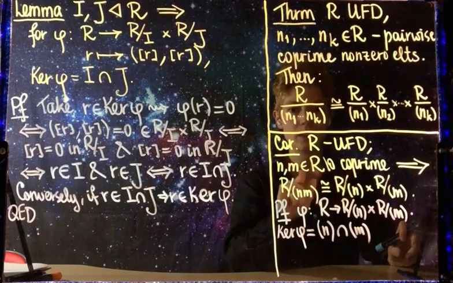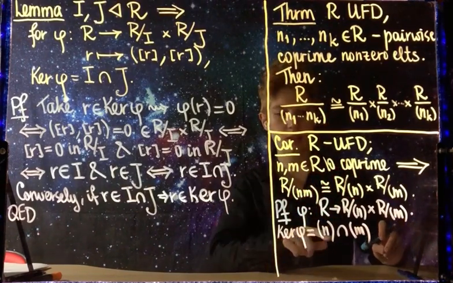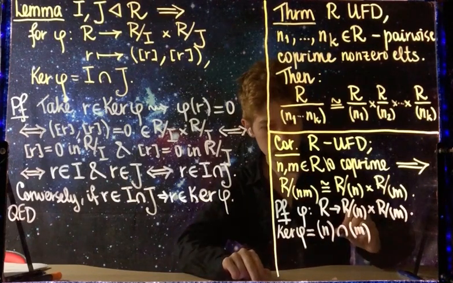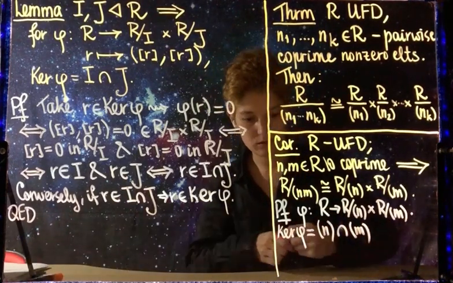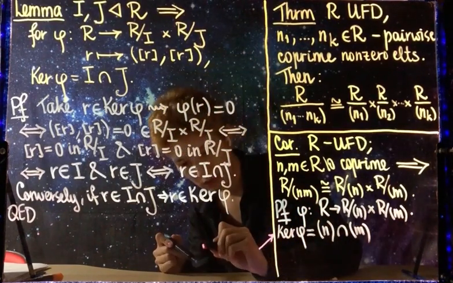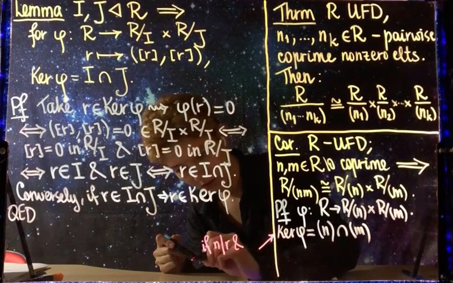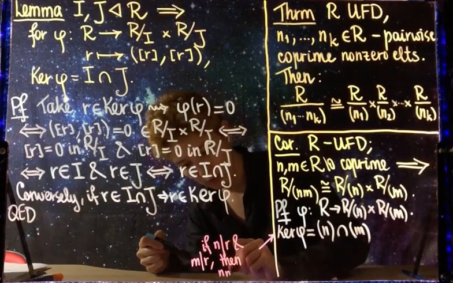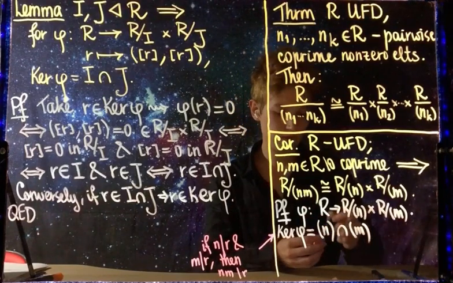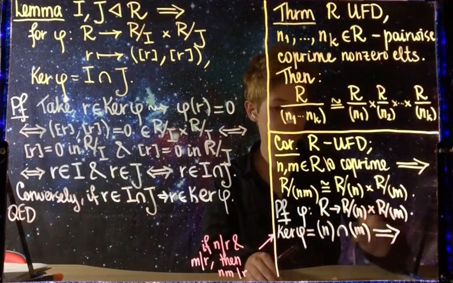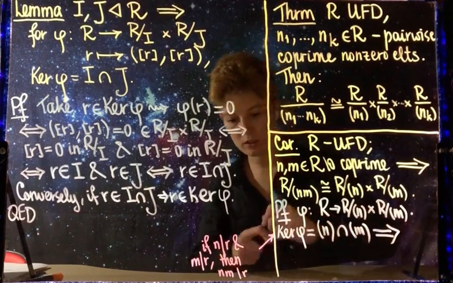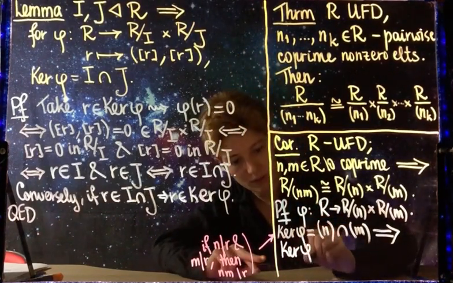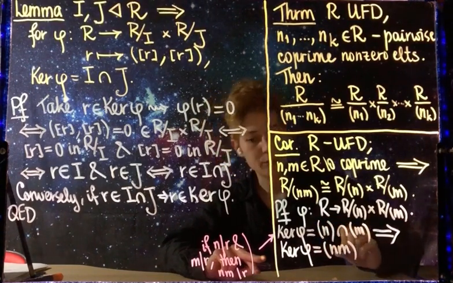But now let us use the assumption that N and M are co-prime elements, which means that if both N and M divide some element R, N divides R and M divides R, then by coprimality their product NM also divides R. So from this observation, we get that the kernel of phi is the principal ideal generated by NM.